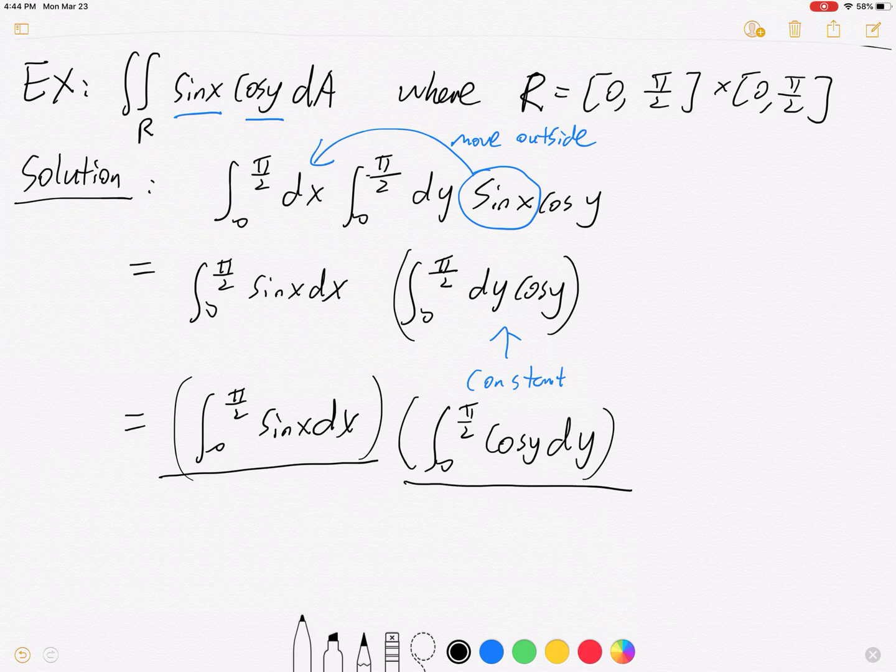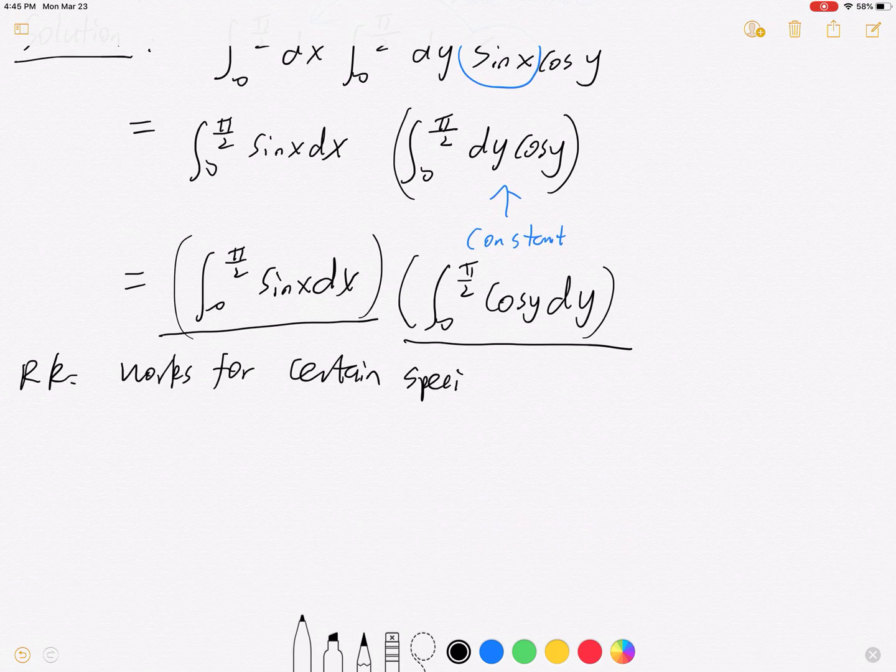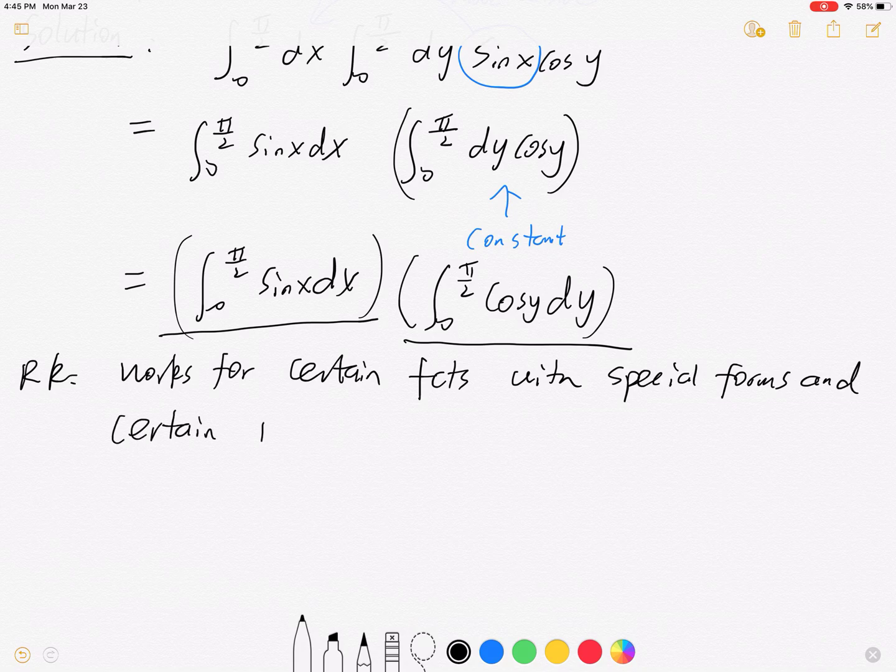Note that this only works for certain special domains, so I should make a remark: it works for certain functions with special forms and certain product domains.